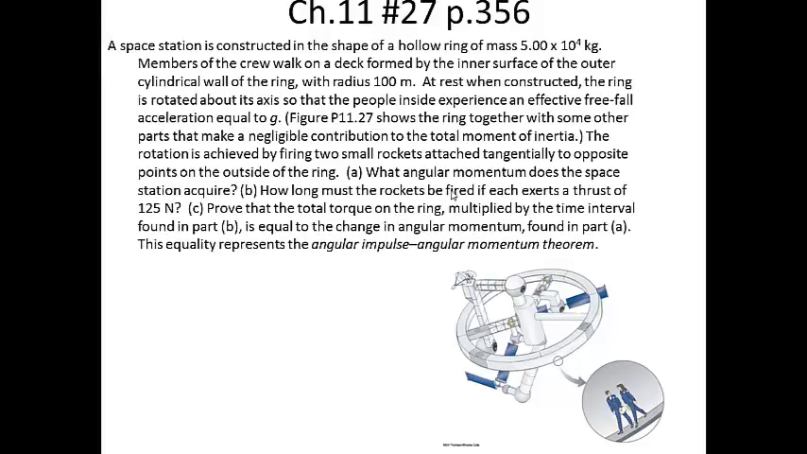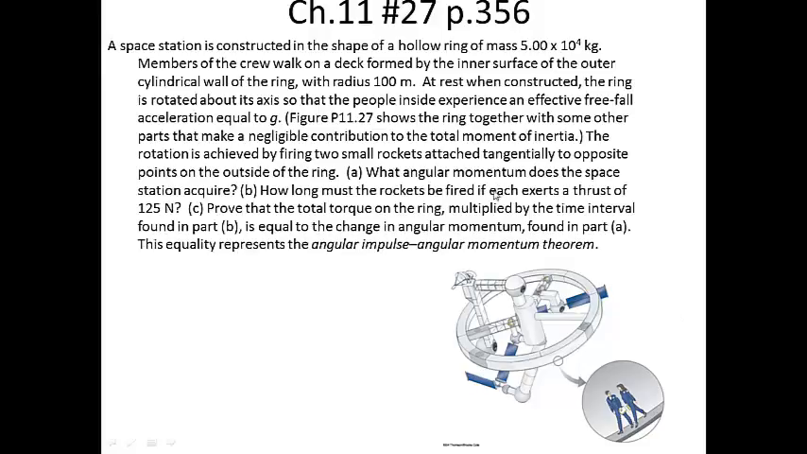C. Prove that the total torque on the ring multiplied by the time interval found in Part B is equal to the change in the angular momentum found in Part A. This equality represents the angular impulse angular momentum theorem. If you recall from the impulse momentum theorem from the momentum chapter, impulse is the force times the time, and that is equal to the change in momentum. Same thing here: torque times time will be equal to the change in angular momentum.